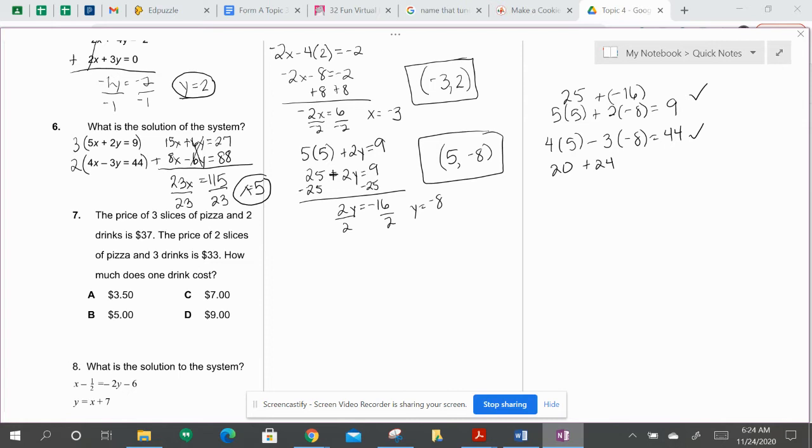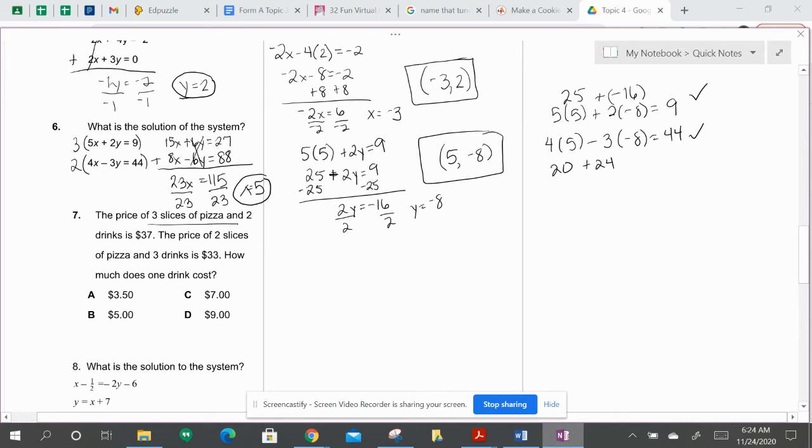Number 7 says the price of 3 slices of pizza and 2 drinks is $37. The price of 2 slices of pizza and 3 drinks is $33. So how much does 1 drink cost? Well, in order to do this, the first thing I need to do is write some equations.